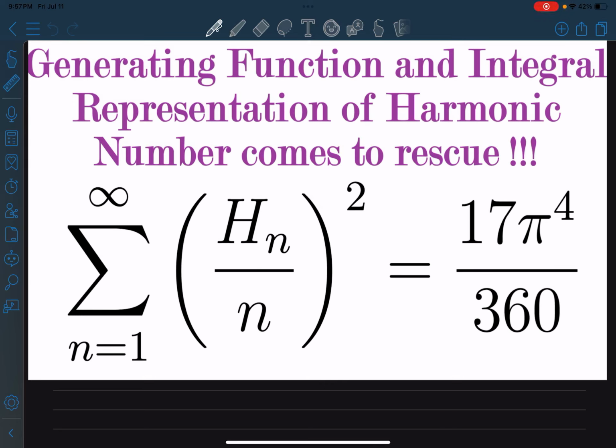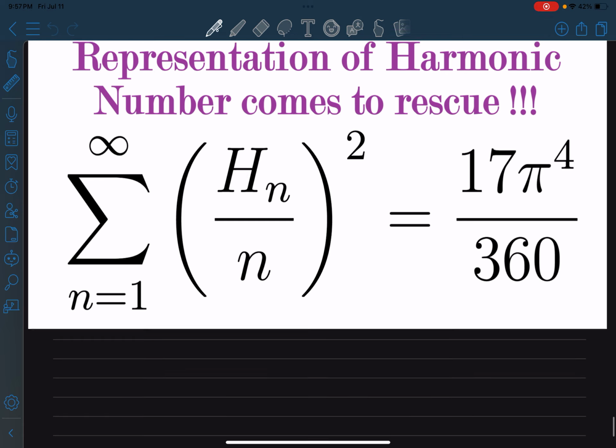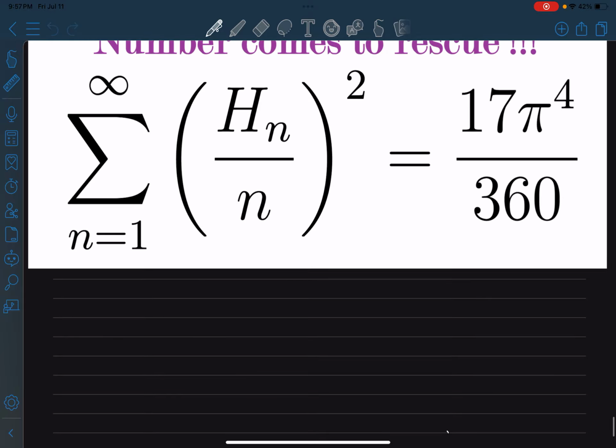Generating functions and the integral representation of the harmonic number come to the rescue. So here we have this infinite sum of the nth harmonic number over n squared. I guess you know what the nth harmonic number means. That's just 1 plus 1 over 2 plus 1 over 3 up to 1 over n.